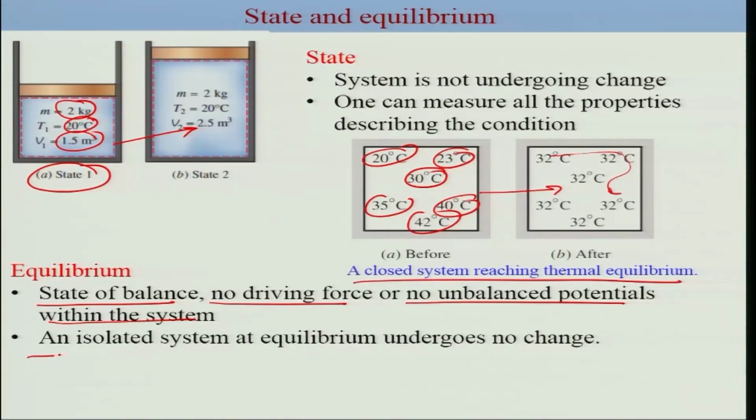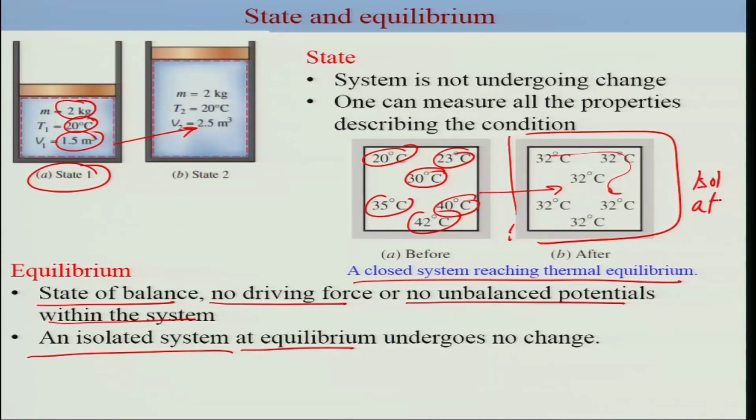Now if you take a system at equilibrium and isolate it, there will be no further change. Even if it is a closed system, let's say I don't isolate it at first, I let it equilibrate to a specific temperature, and then I isolate it, then there will be no further change in the system, because there will be no interaction with the surroundings.